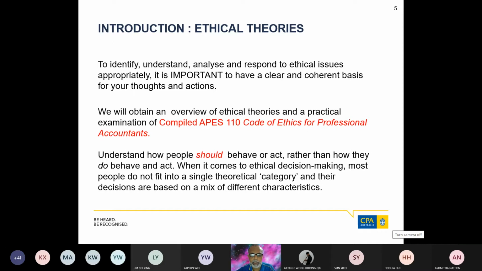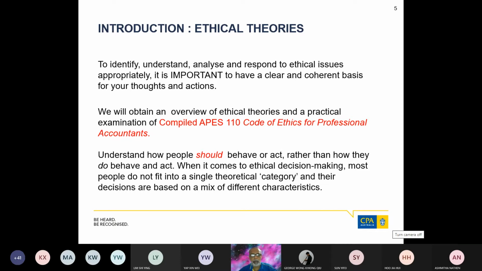When it comes to ethical decision making, most people do not fit into a single theoretical category. It's very difficult. There's no one size fits all, and therefore their decisions are based on a mix of different characteristics. It depends on your upbringing, your exposure, your family background, your religion, which country you're living in.